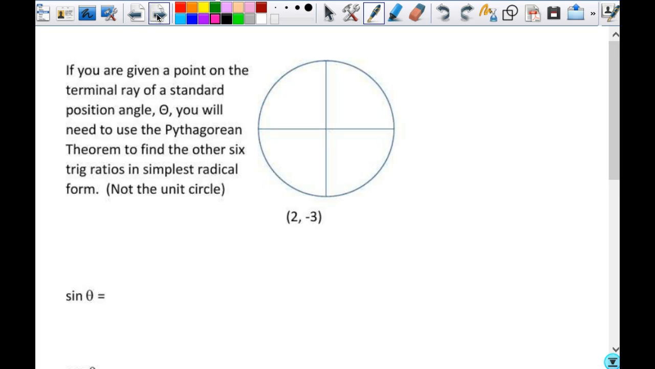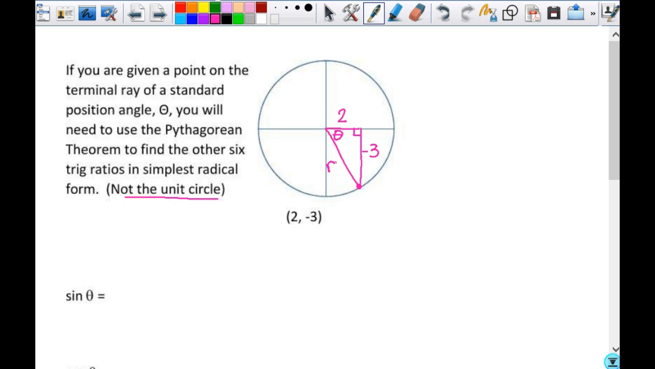Okay, so next one. This says the exact same thing as it did on the other one. This is not the unit circle. And so let's go ahead and plot this point, 2, -3. I'm just eyeballing it. It doesn't even matter exactly where it is. And here is the triangle. Here is my theta, whatever it might be. Don't even care. This is 2. This is -3. And this is my radius.